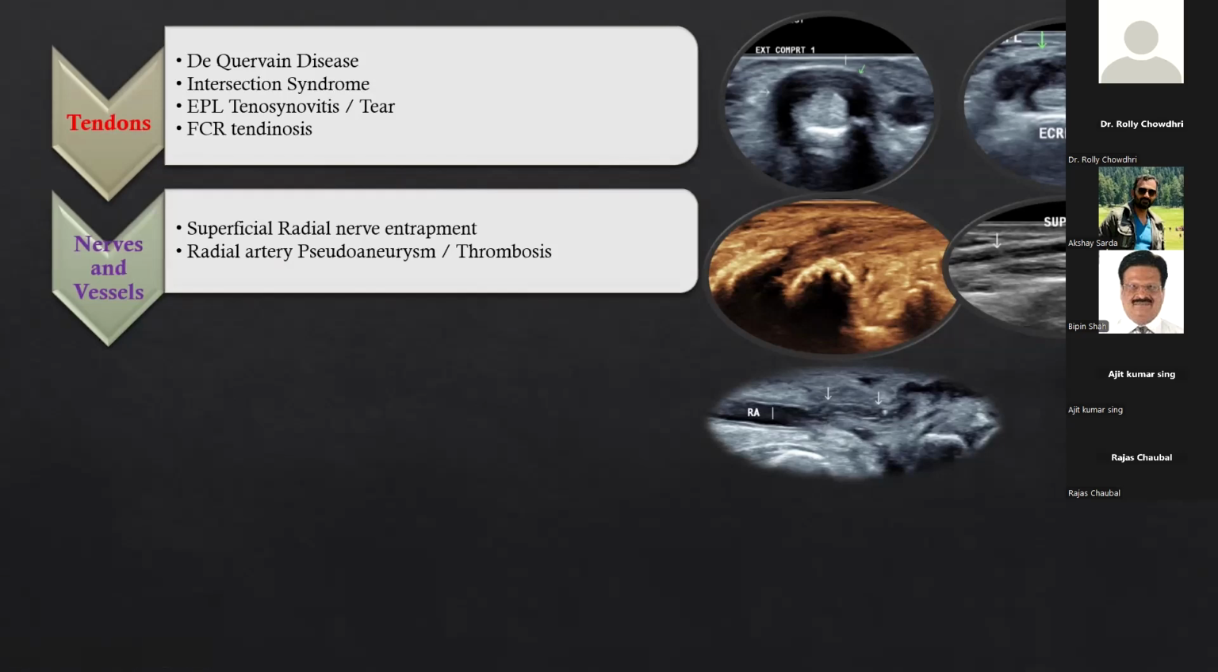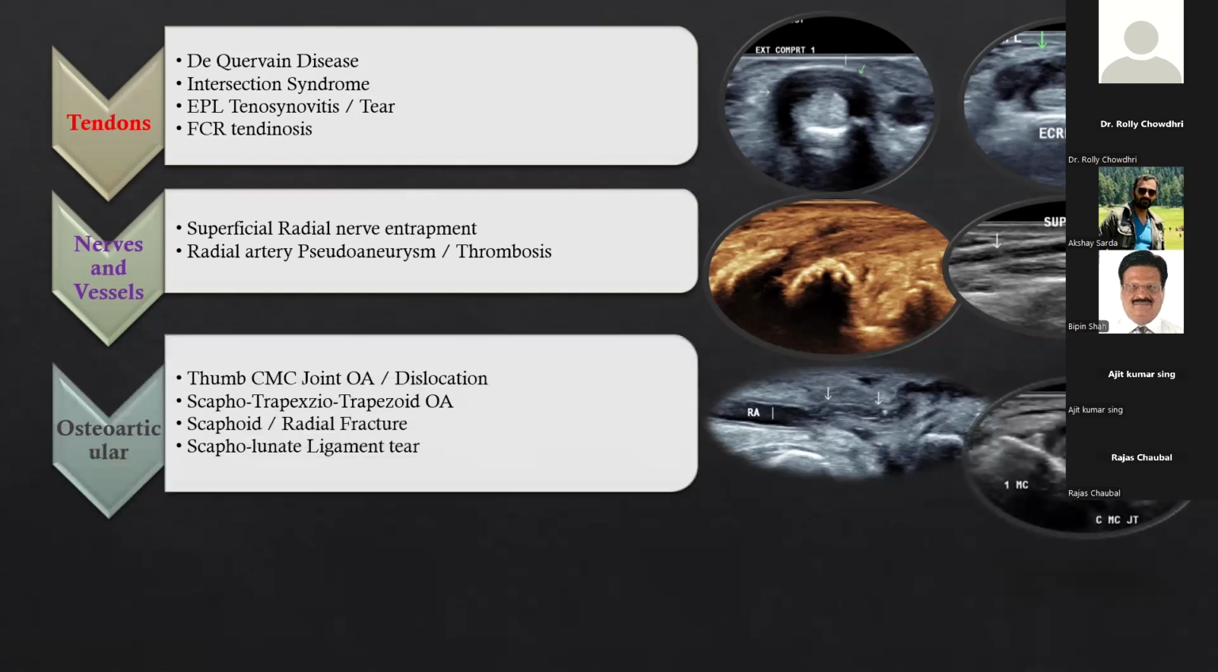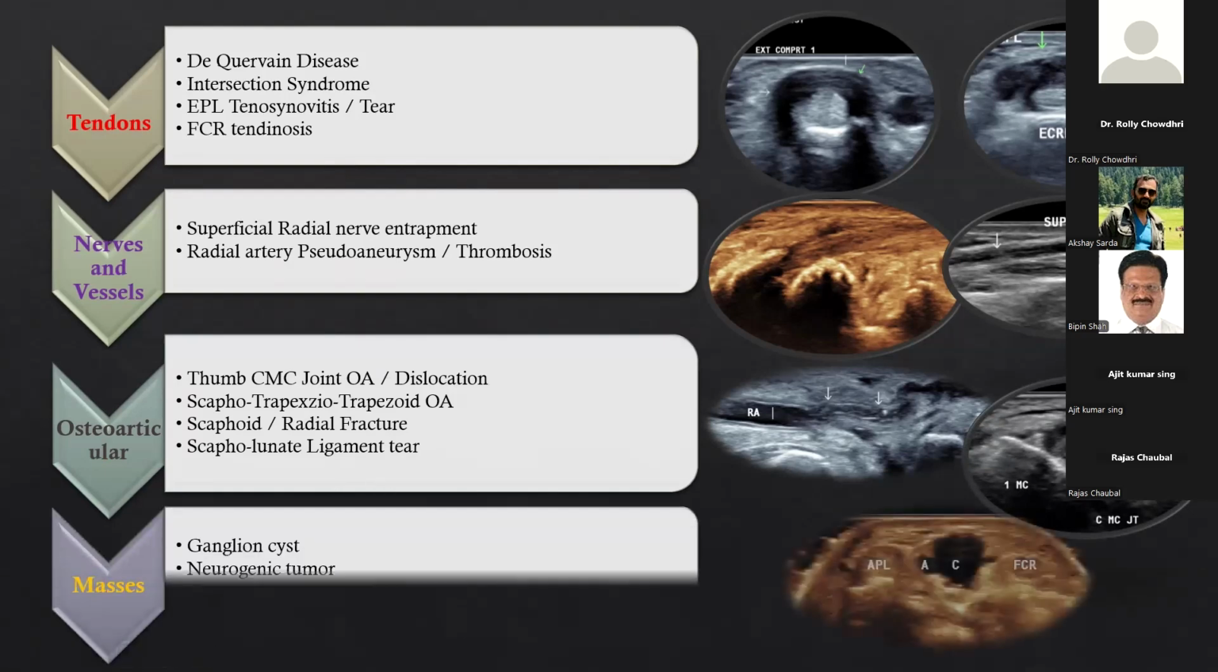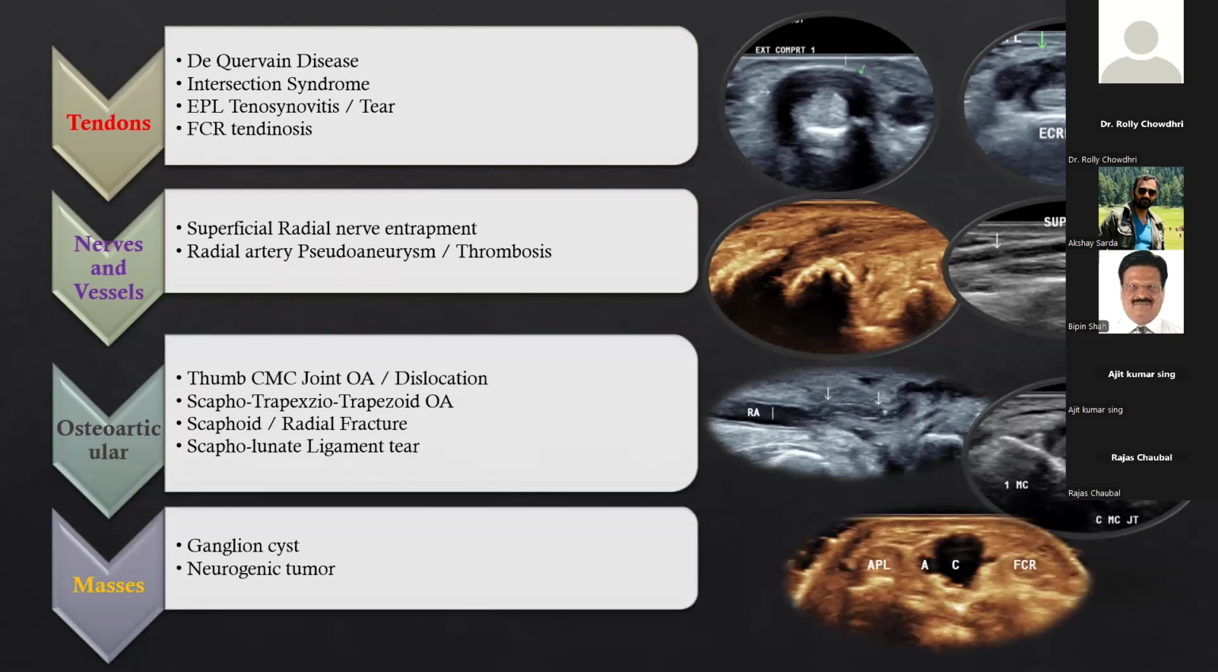After tendons and vessels, if these two things are absolutely normal, we may have osteoarticular pathologies like thumb carpometacarpal joint osteoarthritis. We can have scaphotrapezio-trapezoid osteoarthritis, scaphoid or radial fractures, and scapholunate ligament tear or dissociation. And lastly, we may have masses which may compress the adjacent structures and give pain. Most common is ganglion cyst, and there may be some neurogenic tumors.